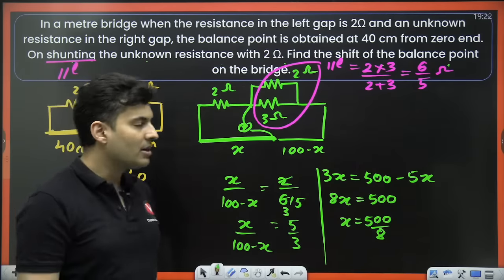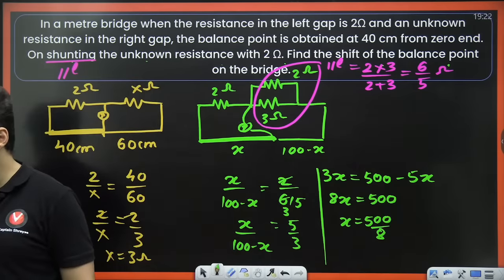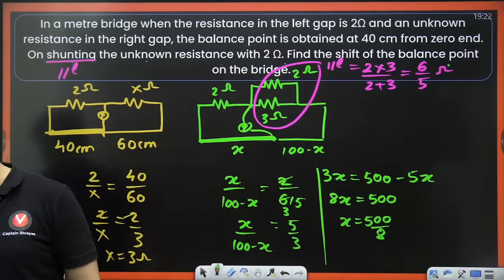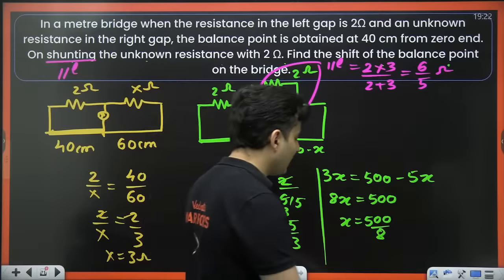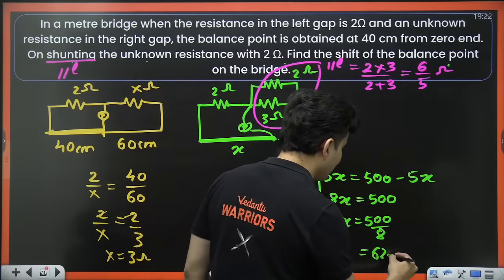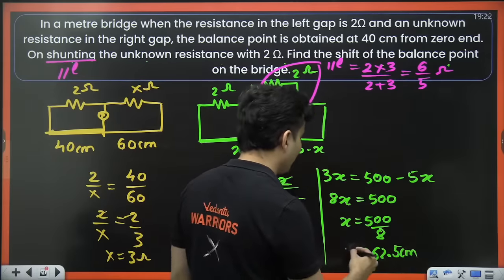500 divided by 8, which is how many centimeters, my dear warriors? Yes, some of you already posted it. Very nice. 62.5. Very good. 62.5 centimeters.